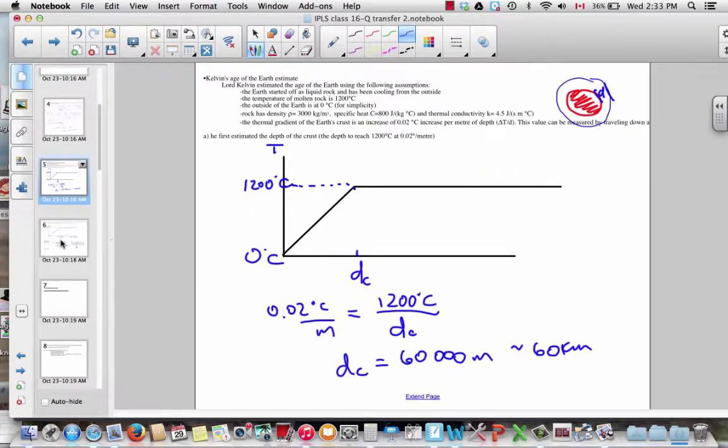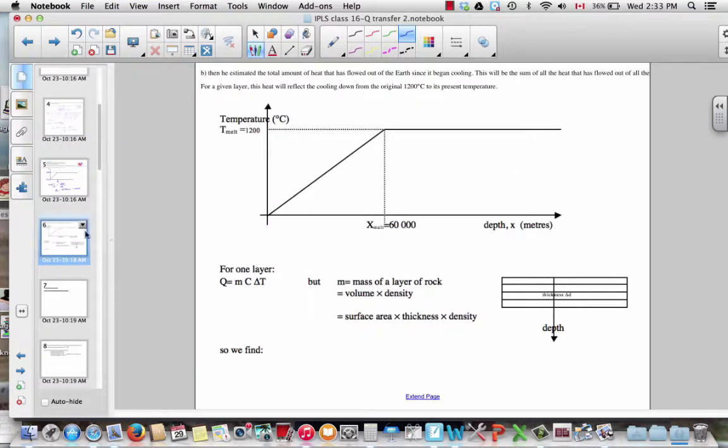So next he said, all right, if we started off, with this 60,000 meters we worked out, with a totally molten Earth, and we've ended up sometime later looking like this, how much thermal energy has been lost to space?